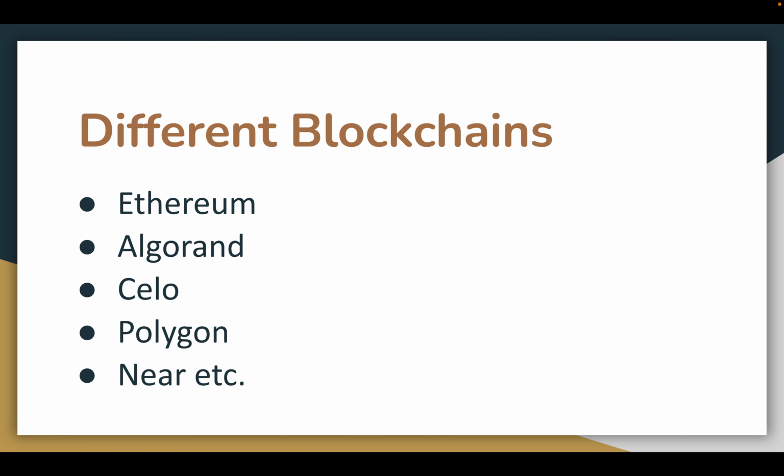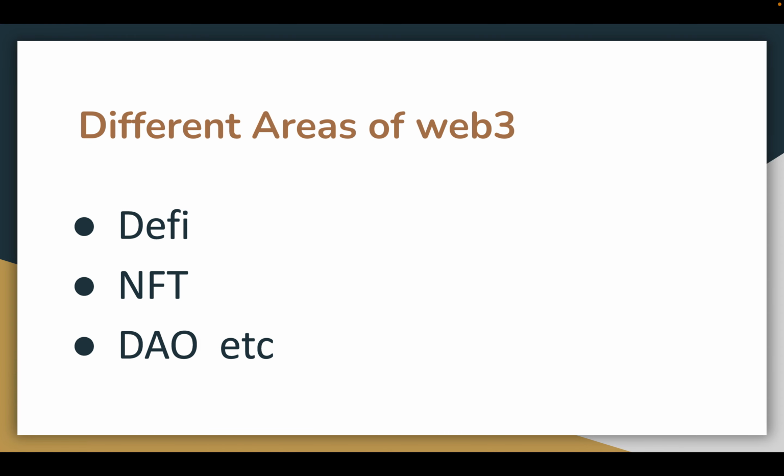So, what are the different blockchains? Before now, when you talk about blockchain, the first thing that comes to mind is Bitcoin, Ethereum. But there's more to it than Bitcoin and Ethereum. There are a lot of other blockchains out there like Algorand, Celo, Polygon, and many others. So I just want you to know that blockchain is not just Bitcoin and it's not just Ethereum. There are many others out there.